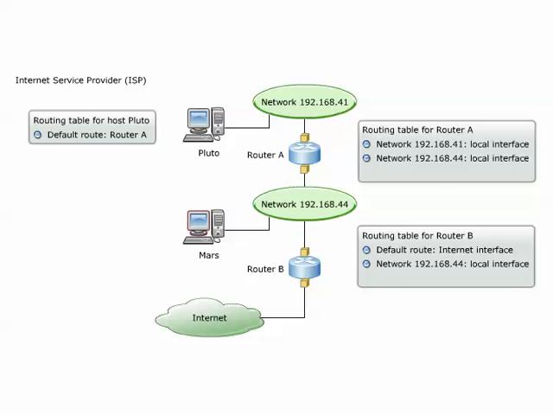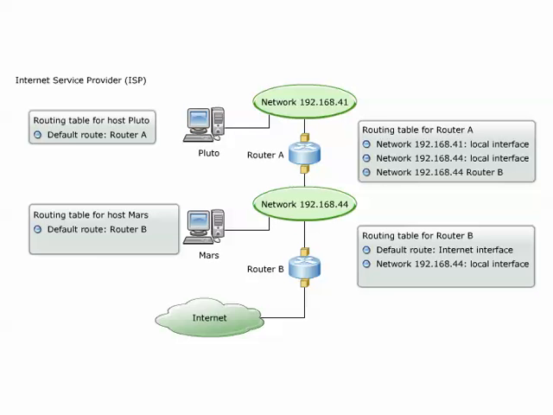The host Mars that is connected to the .44 network and configured to use router B can now surf the Internet thanks to the router's routing table. The host Pluto cannot access the Internet, since router A is not aware of the Internet connection through router B. Clearly, router A needs to be reconfigured.